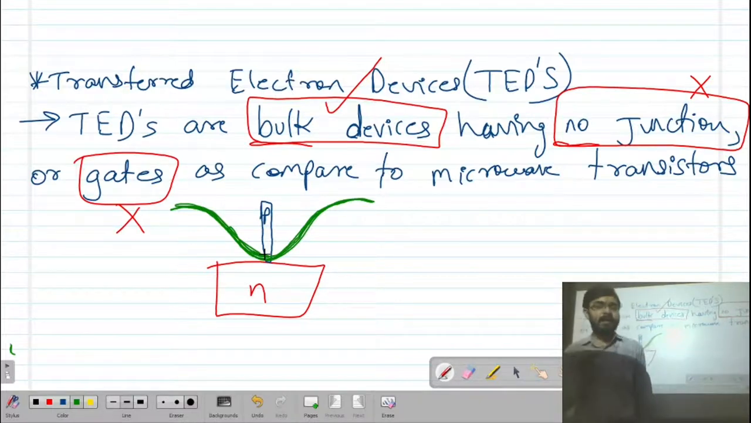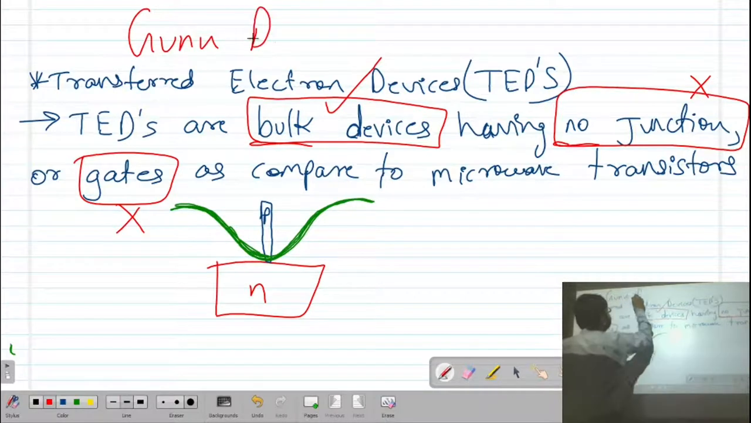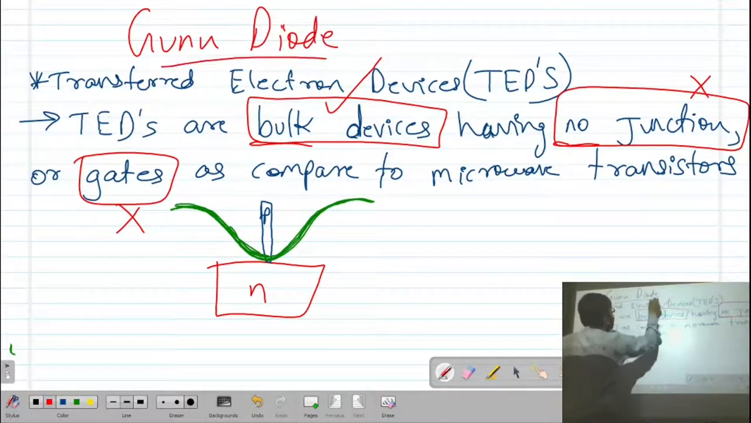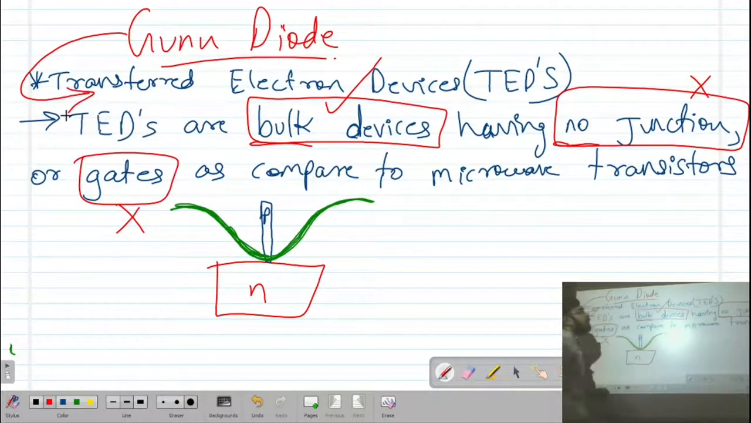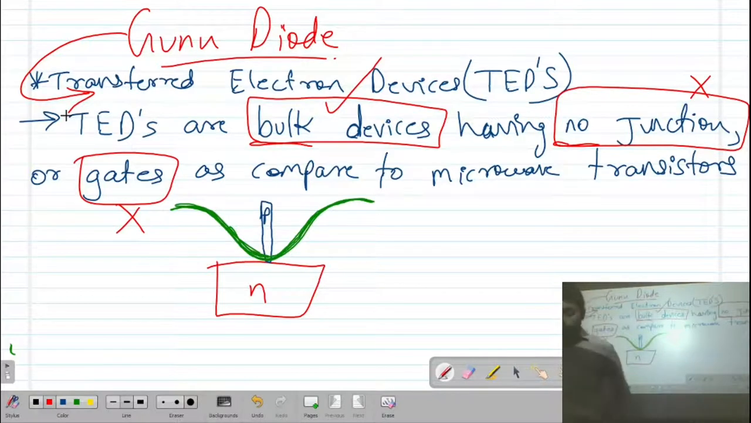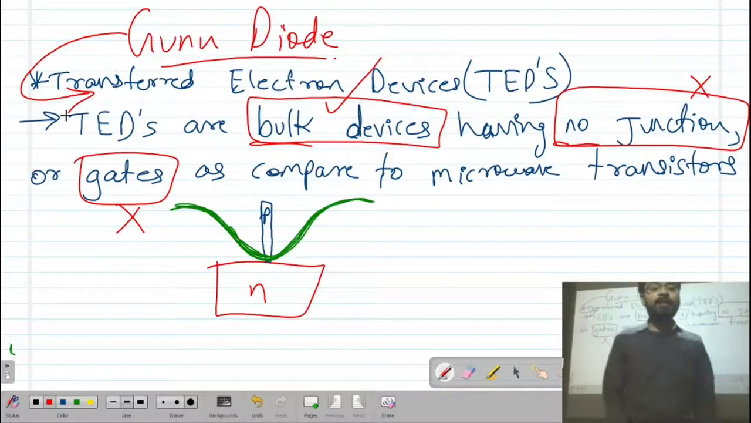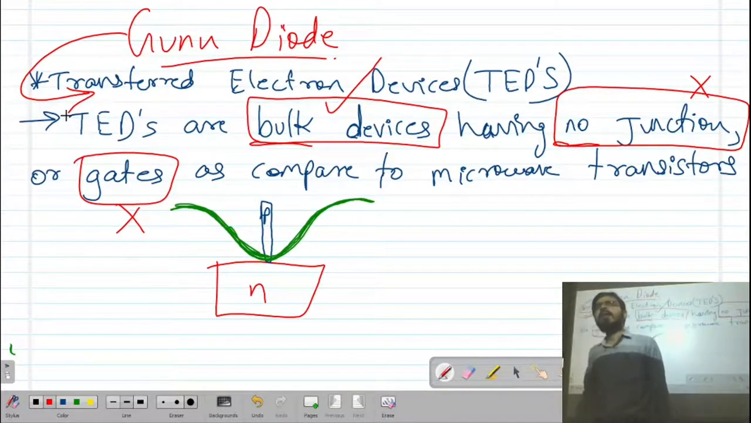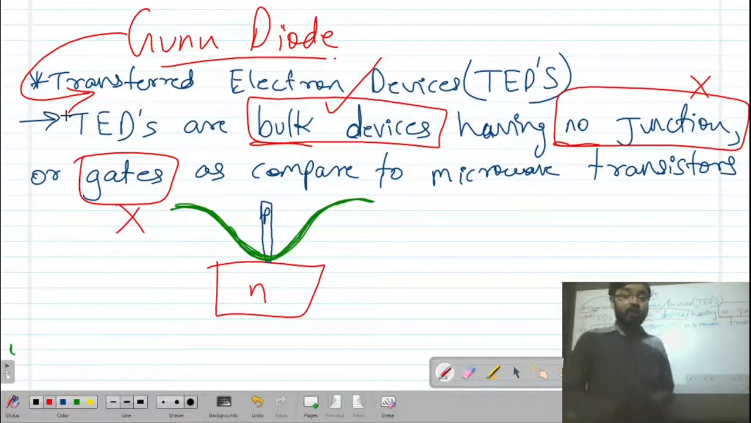The Gunn diode is working on the TED principle, that is, transferred electron devices. We want to discuss the Gunn diode. Now, what is a Gunn diode? As we have already seen, transferred electron devices are bulk devices. Let us see the structure of a Gunn diode.